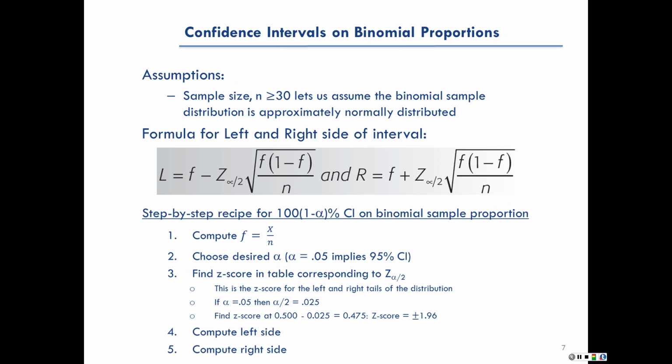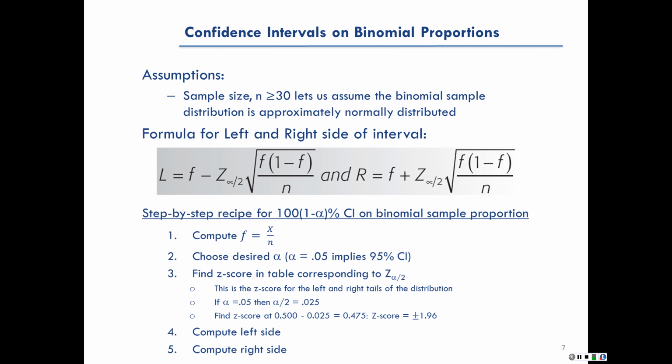Okay, so first let's talk about confidence intervals on binomial proportions. As long as we have a sample size of 30 or greater, we can assume the binomial sampling distribution is approximately normally distributed, and so we can use the z distribution for these intervals. You can see the formula there. Remember, the confidence intervals are typically 95%, but they have a left side and a right side to the interval.